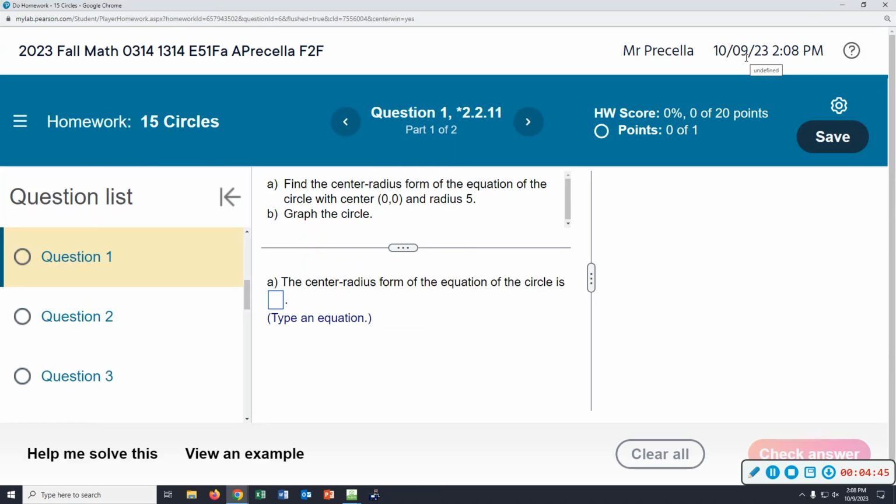we want to find the center radius form of the equation of a circle with center at 0, 0 and radius 5. And then they want us to graph the circle. Let me write this problem down. Okay, so they tell us that the center of the circle is at 0, 0, and they tell us that the radius is 5.